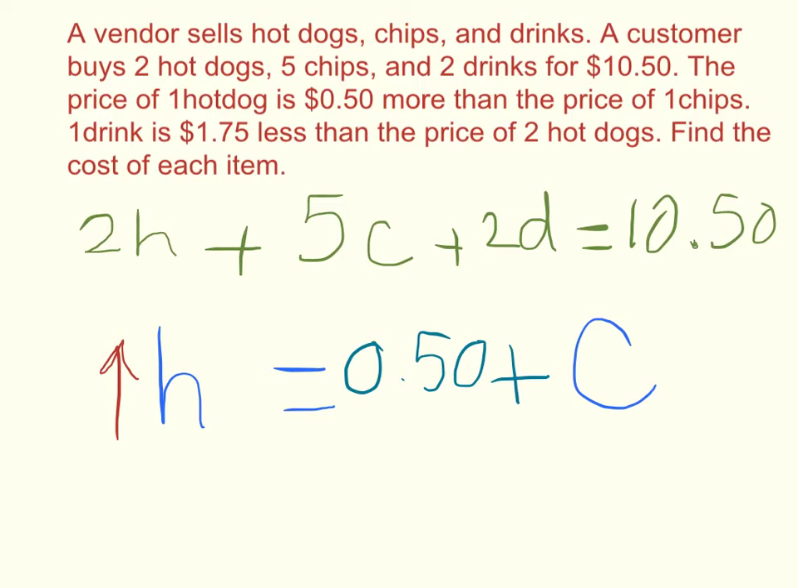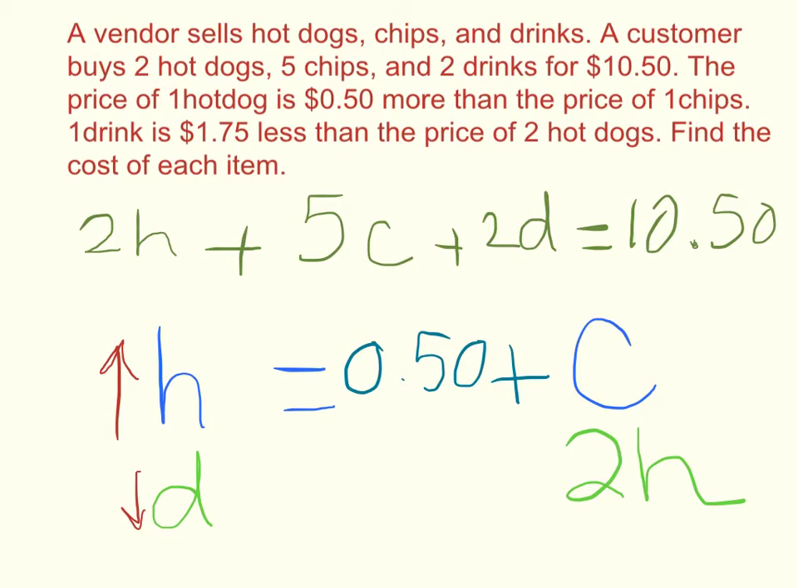All right, if we continue, it reads, 1 drink is $1.75 less than the price of 2 hot dogs. So I write them both. 1 drink is $1.75 less than the price of 2 hot dogs. So I'll give it a down arrow.